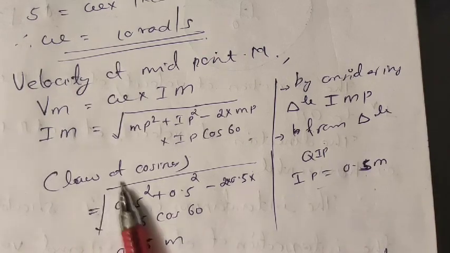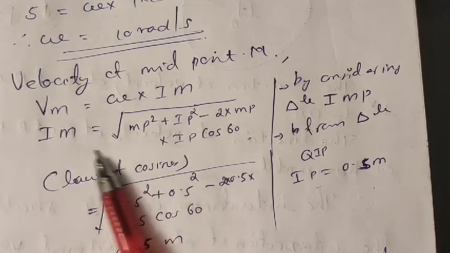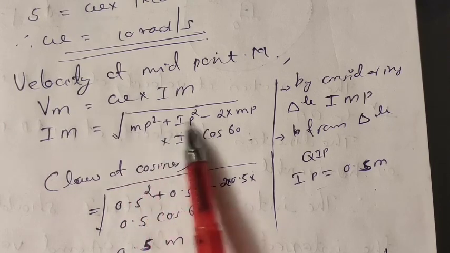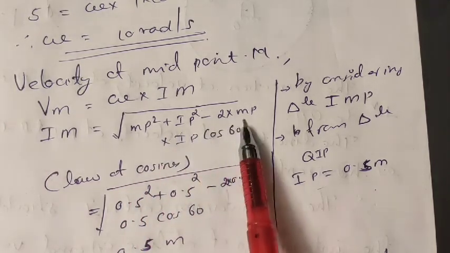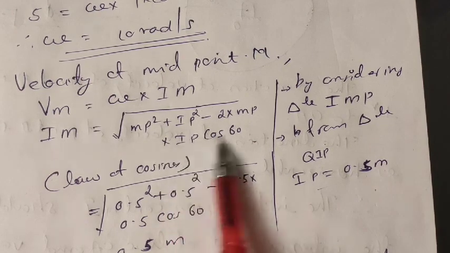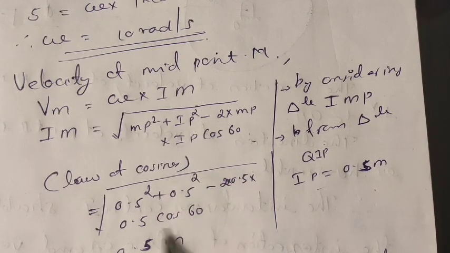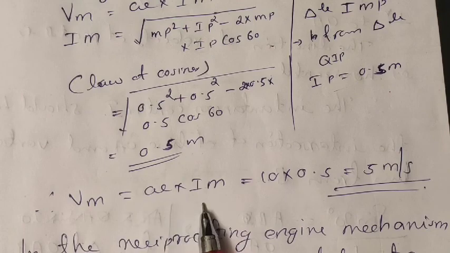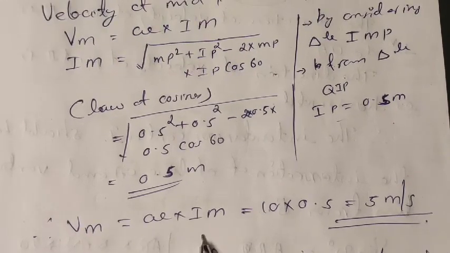Then we use the law of cosine. Using that, IM is the root of MP square plus IP square minus 2 MP into IP cos of the included angle, because it is a single triangle. Then we get the value of IM. Substituting the value of IM, VM is equal to omega into IM, that is 10 into 0.5, which is 5 meter per second.